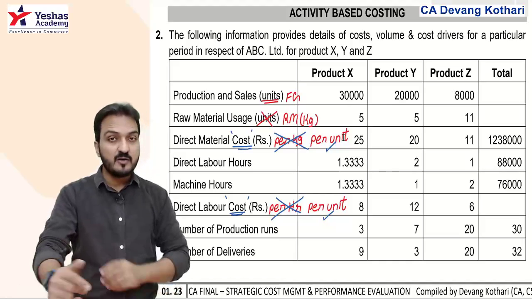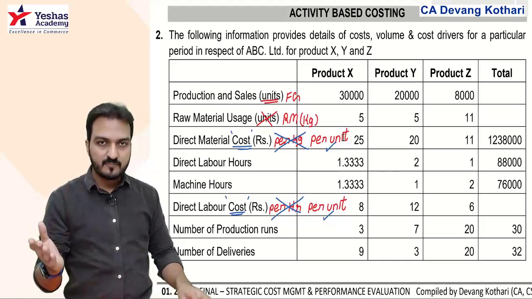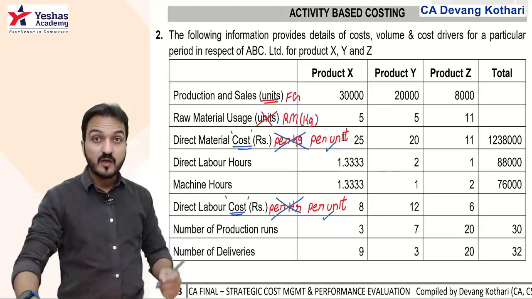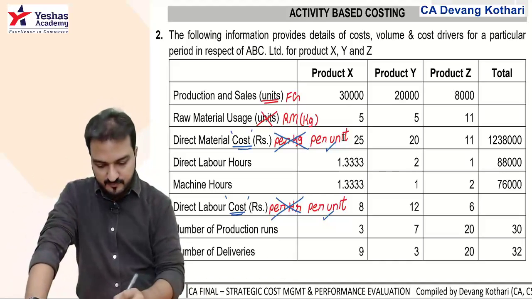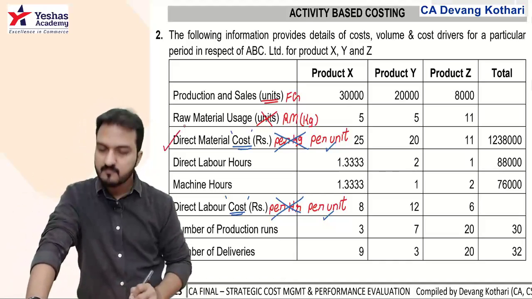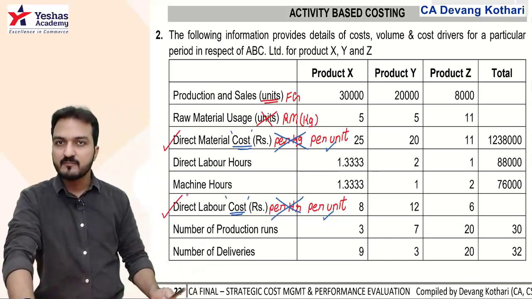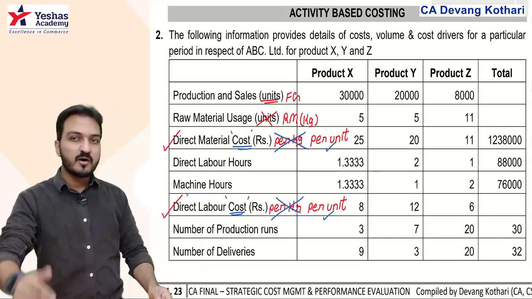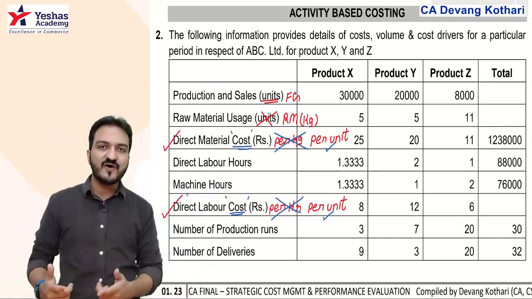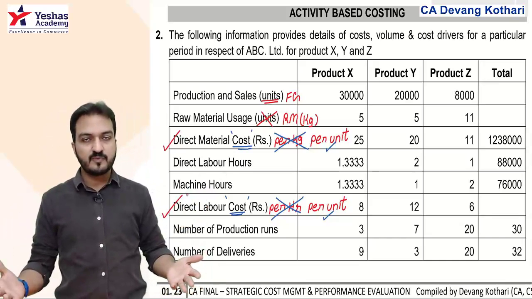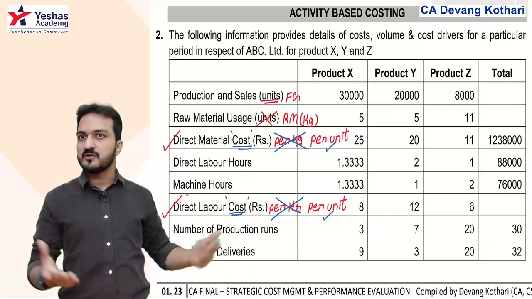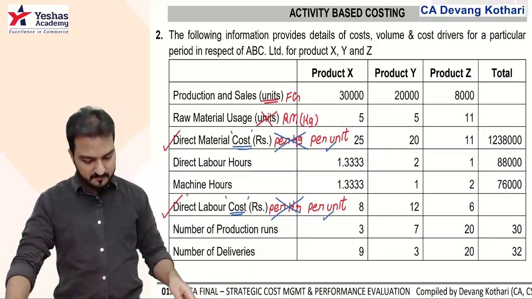Done? Yes. Remember, like I told you yesterday, for every product, direct material cost is already given. Direct labor cost is also already given for each of your products. But overhead cost you need to find for each of the products. To find that overhead cost, we are doing all these efforts.